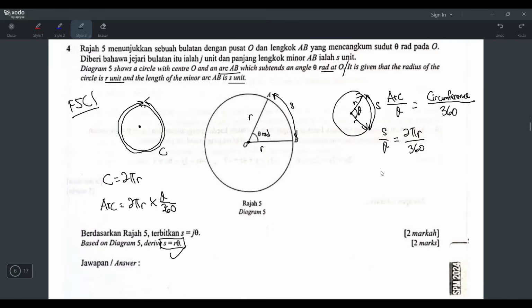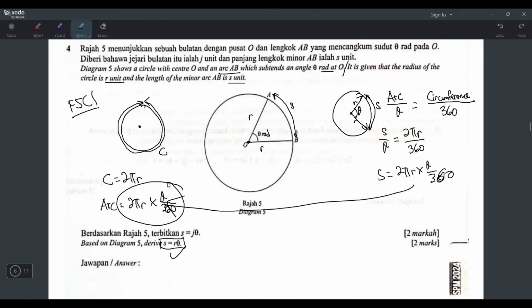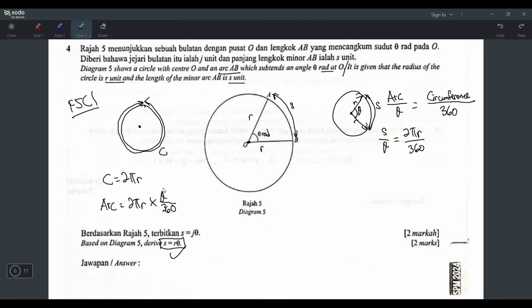So if you do it like that, you actually end up getting 2 pi r times theta over 360, which is the arc formula, right? But that's not the formula we want now. We want the theta to be in radian. So what do you think changes? The 360, instead of putting 360, you have to put 2 pi. So what happens now? S over theta equals 2 pi r over 2 pi, cut, left with r, and then S equals r theta.